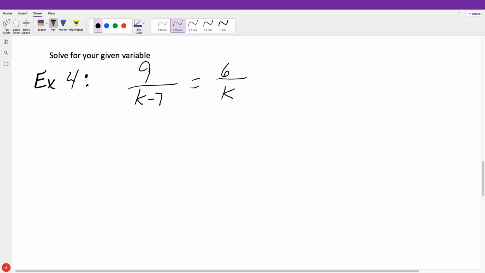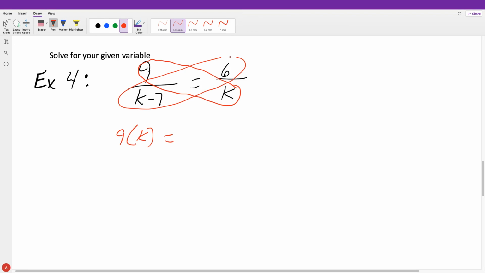All right, so now this problem is 9 over k minus 7 is equal to 6 over k. This one is a pretty challenging question, especially at this grade level. But since we can't use some of these other methods that you might have been able to use for question number 3 if you did it a different way than me, we do have to use cross multiply for this. So we will cross multiply and get 9 times k. And we know it's going to be equal to the product of the other cross multiplication. So now we can do 6 times k minus 7.